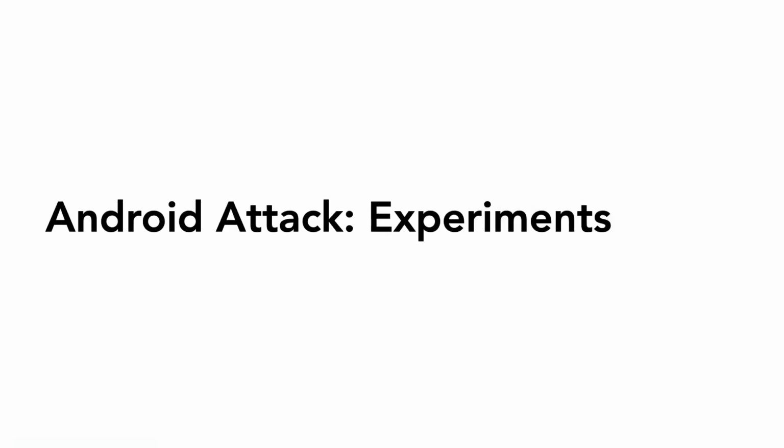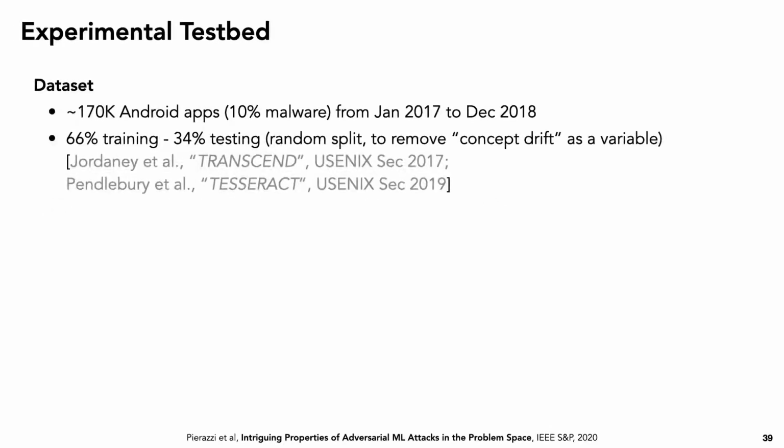So now to turn to the main experiment in the paper. We use a dataset of around 170,000 apps with 10% malware, using a random split to remove the effect of concept drift as a variable.